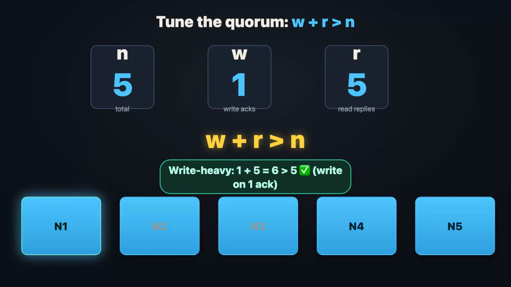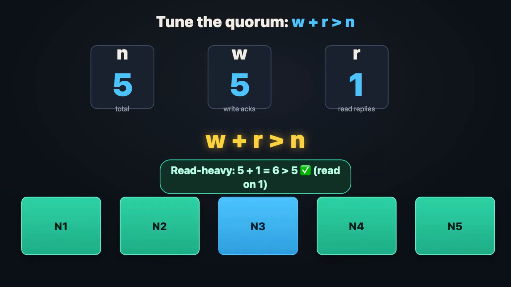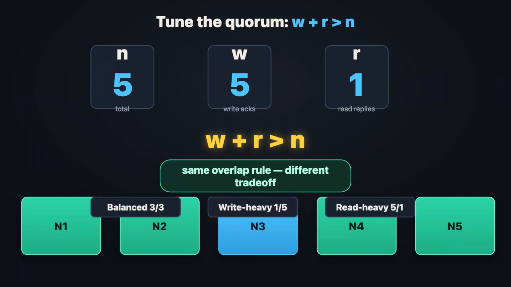Got a write-heavy app? Set W to 1 and R to 5. Writes finish the instant one node acks, and reads check everyone to stay correct. Read-heavy instead? Flip it, W equals 5, R equals 1. Every write hits all nodes, so any single read is guaranteed fresh. Same overlap rule, different trade-off, tuned to your workload.